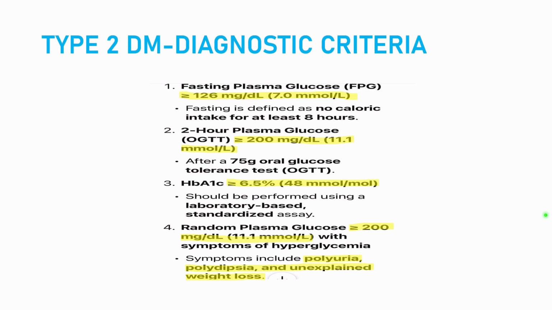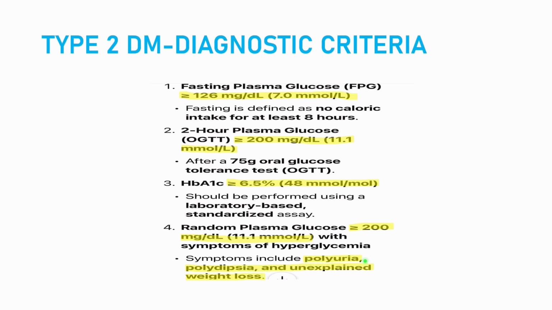The second one is 2-hour plasma glucose greater than or equal to 200 mg per deciliter. This is after a 75 gram oral glucose tolerance test. Then 140 to 199 is pre-diabetes, and less than 140 is normal. Number 3, HbA1c greater than or equal to 6.5 percent. This should be done in a standardized laboratory. And then 5.7 to 6.4 percent is pre-diabetes, and less than 5.7 percent is normal. Then the fourth criterion, random blood glucose greater than or equal to 200 milligrams per deciliter with the symptoms of hyperglycemia.